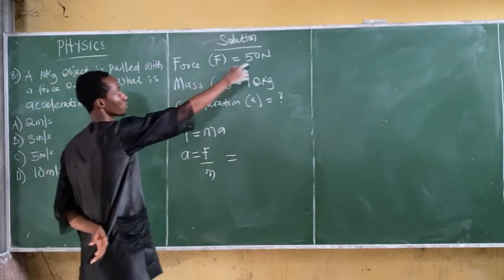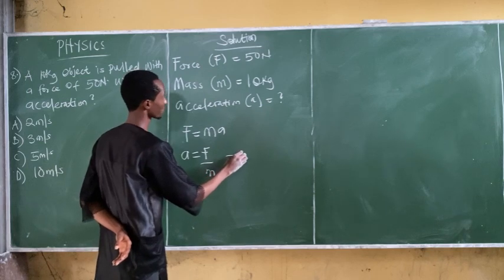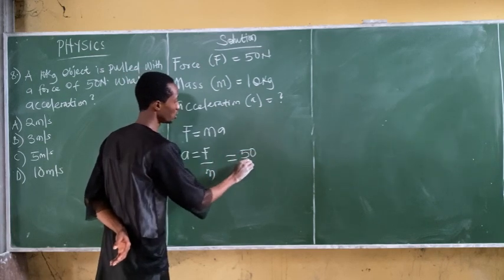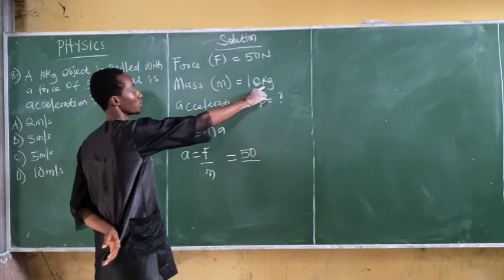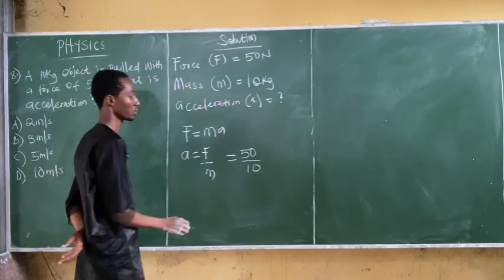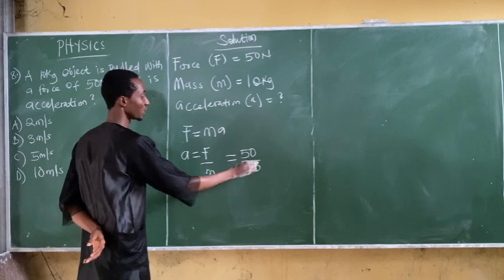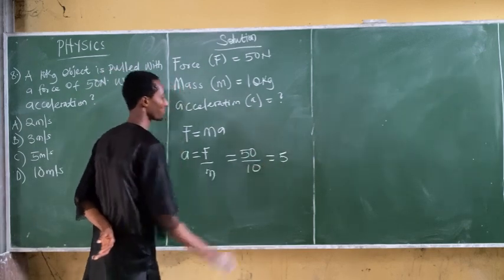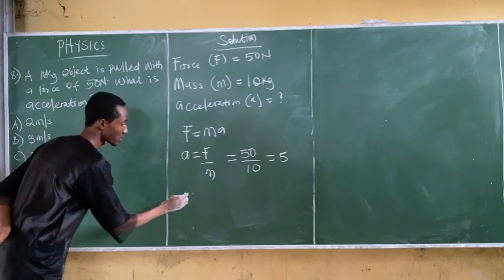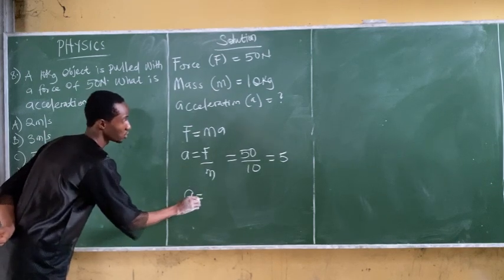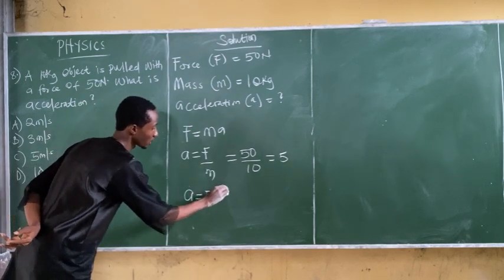F here is what? The force, newtons. So we have 50 newtons divided by, the mass here is what? 10. So we have 10. 50 divided by 10 will give us what? 5. Don't forget, acceleration is measured in what? Meters per second. So we have a is equal to 5 meters per second.